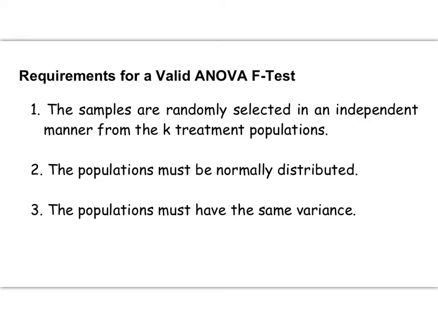The requirements for an Anova F test are that the samples are randomly selected in an independent manner from the K treatment populations, where K is the number of treatment populations. The populations must be normally distributed, and the populations need to have the same variance.